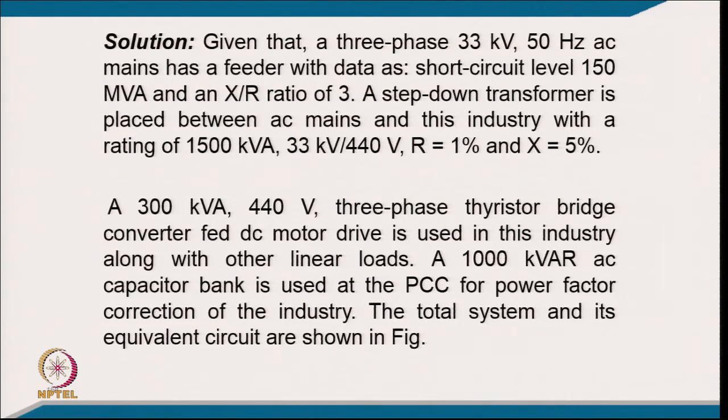Given that a 3 phase 33 kV 50 hertz AC mains has a feeder with a short circuit level of 150 MVA with an X upon R ratio of 3, and a step down transformer is placed between the AC mains and this industry with a rating of 1500 kVA, 33 kV by 440 volt, resistance 1% and reactance 5%. A 300 kVA 440 volt 3 phase thyristor bridge converter fed DC motor drive is used in this industry along with the linear load. A 1000 kVAR capacitor bank is used at the PCC for power factor correction of the industry.